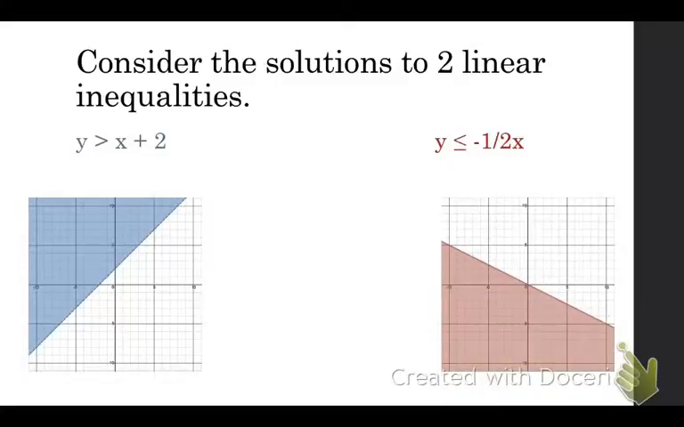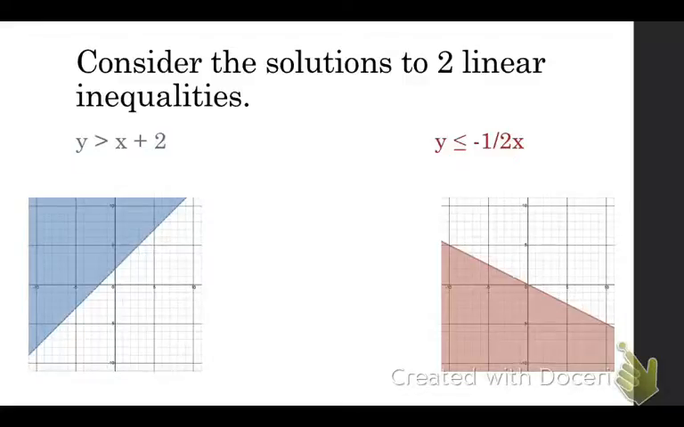Whereas for y is less than or equal to negative 1/2 x, that would be a solid line crossing at 0 with a slope of negative 1/2, so you would shade everything below that line. So in the red solution set, everything on the line is a solution as well as below it. With the blue, it would not include anything on that dashed line.